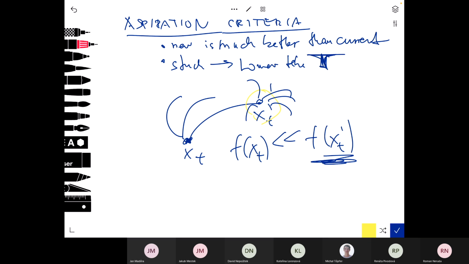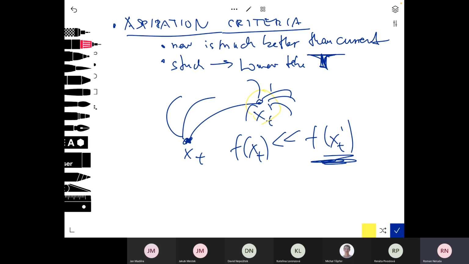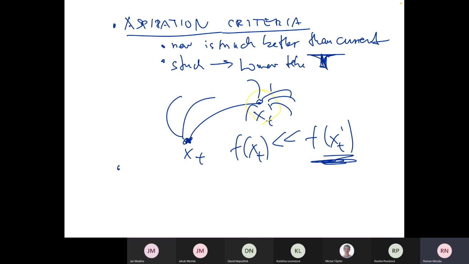So that's the aspiration criteria, one mechanism that sort of makes it more stochastic, and it's another mechanism how to avoid stuck in local optima. And we have one more mechanism, and that's pretty much it. And the another mechanism is called frequency memory.